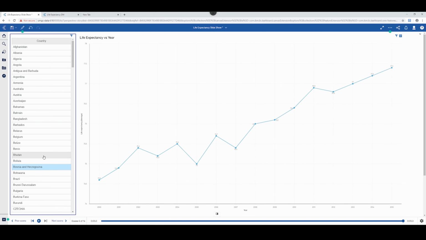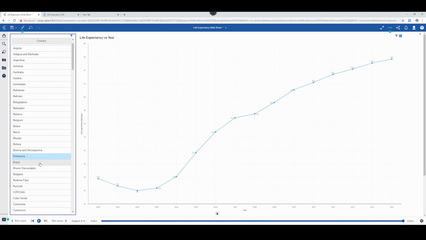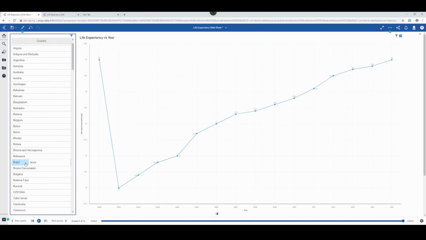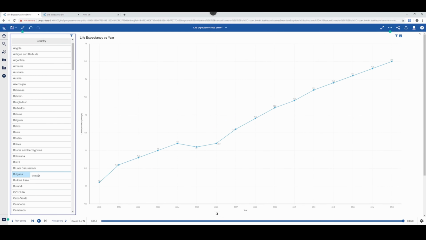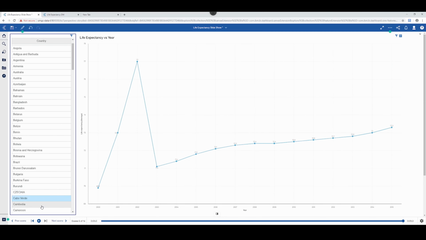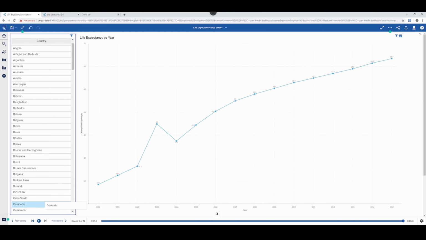And yeah, this slide helps the user get acquainted with all the trends in life expectancy. And they can come back to this at any time and see specific countries, see how they change over time. So let's move on to the next scene.